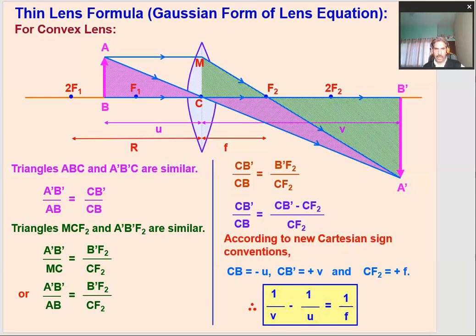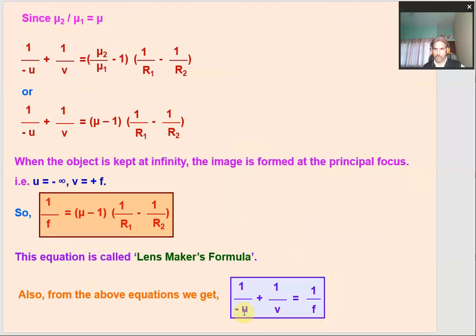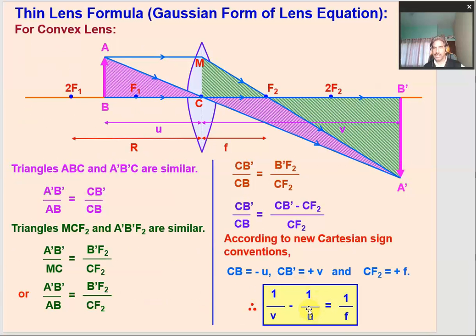Earlier, the term containing U was written first and then the term containing V. There is no difference between the results. So this is called the lens equation.